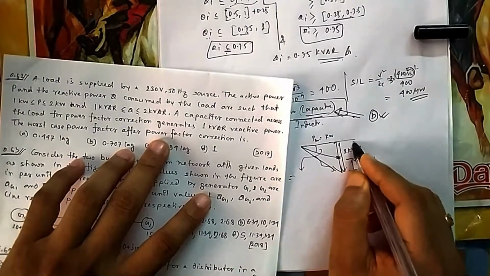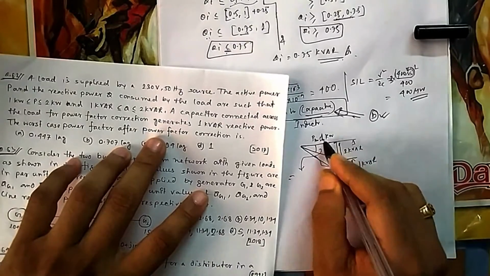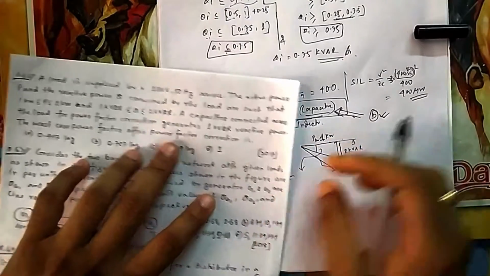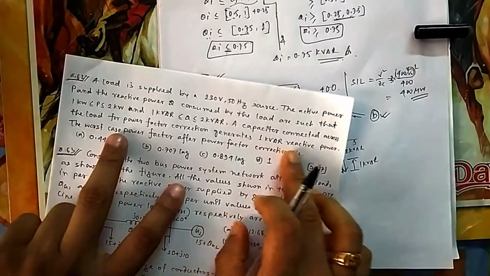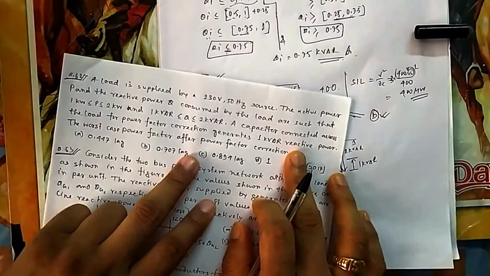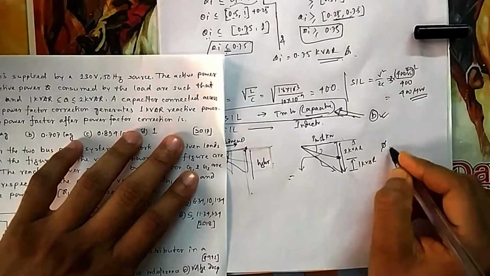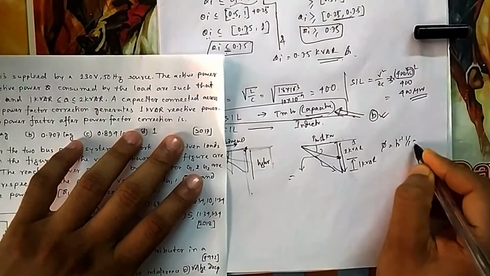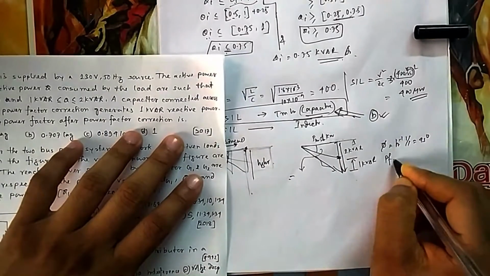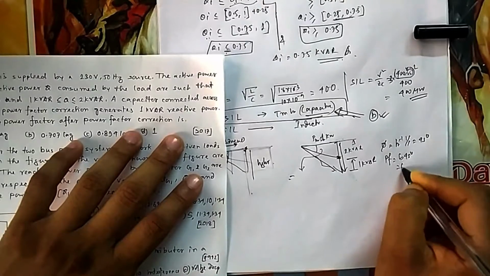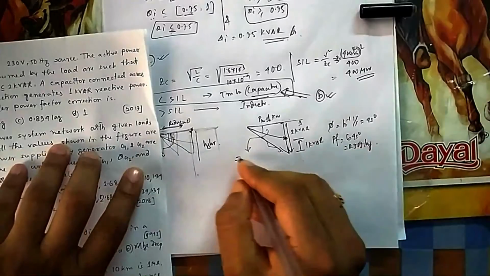So ultimately you will have 1 and here also 1 kilowatt. It is the smallest, it is the highest. Highest is 2, but 1 gets cancelled with that capacitive reactive power. So ultimately your angle phi will be equal to tan inverse 1 by 1, that is 45 degrees. So your worst case power factor will be cos 45, which is 0.707 lagging. That is your option B.